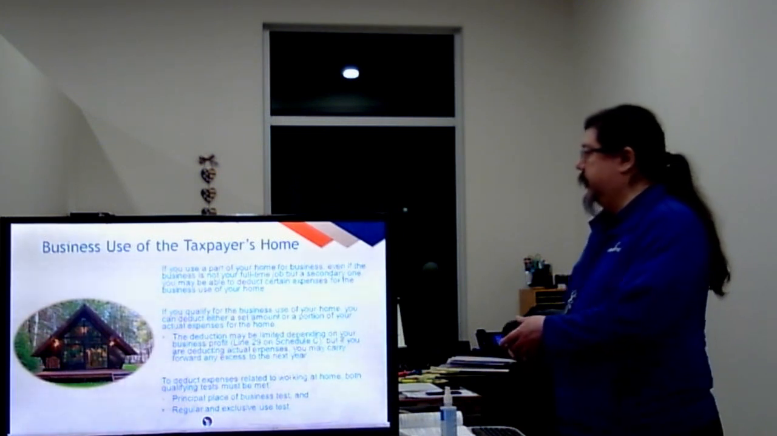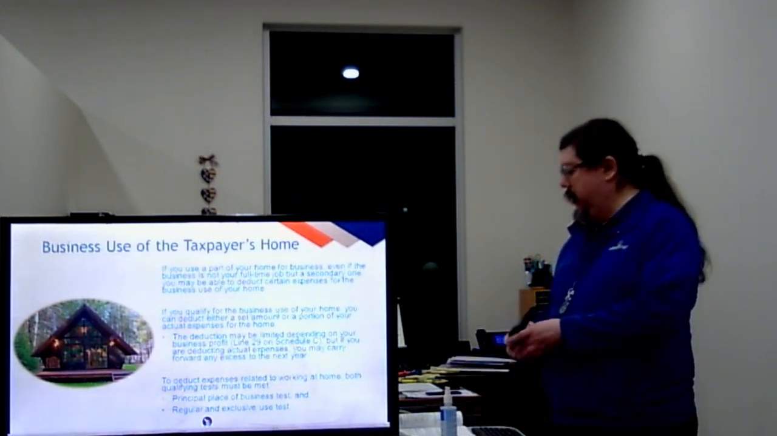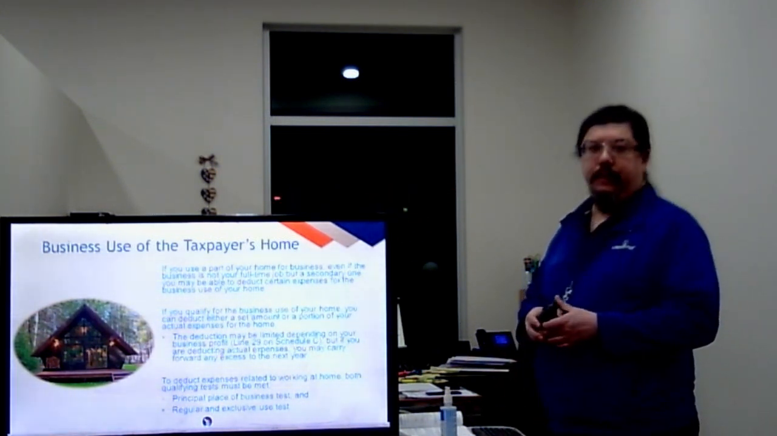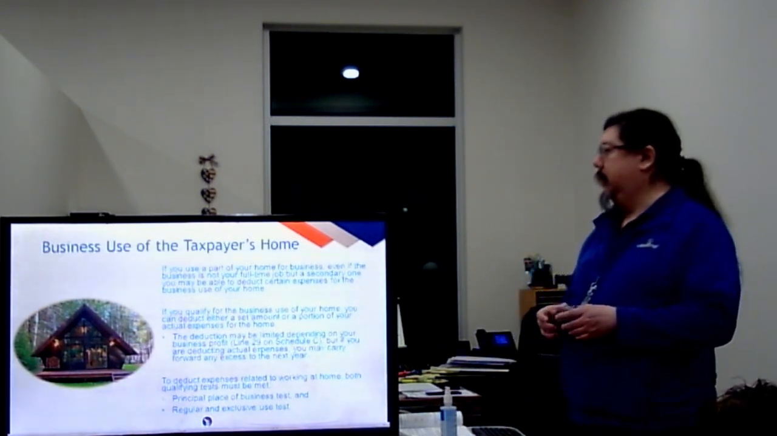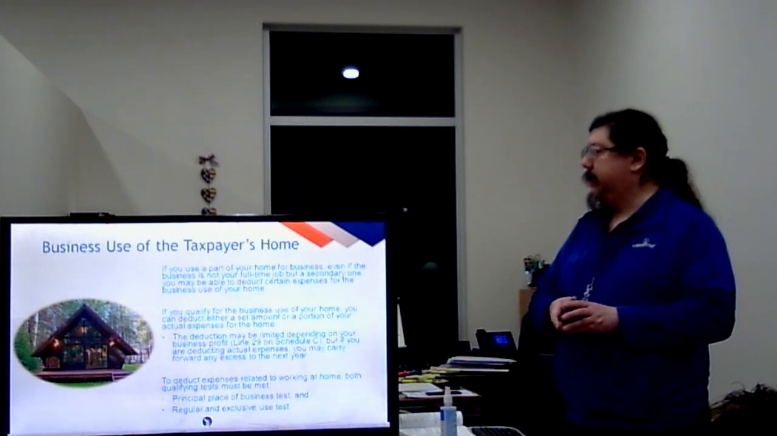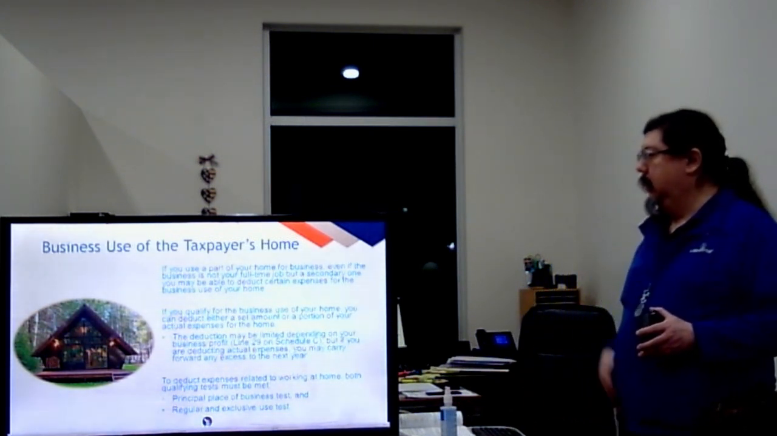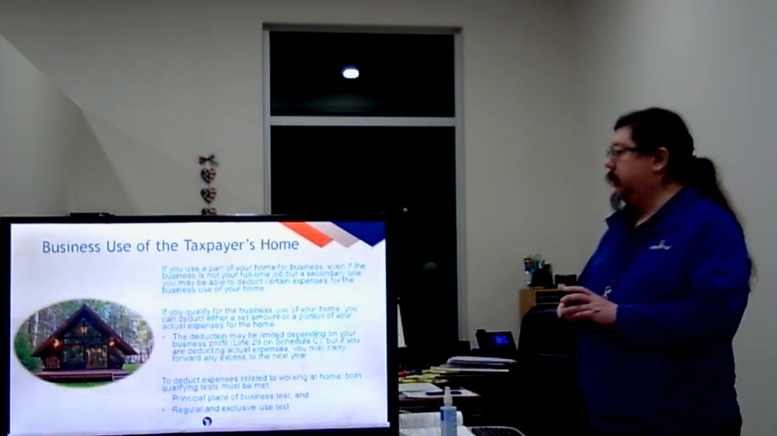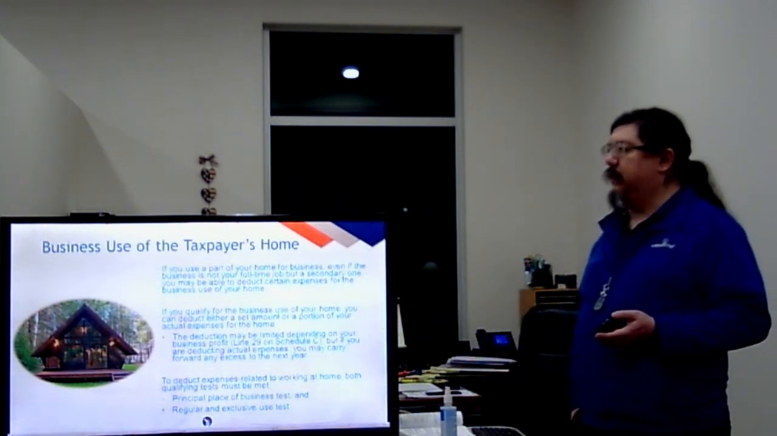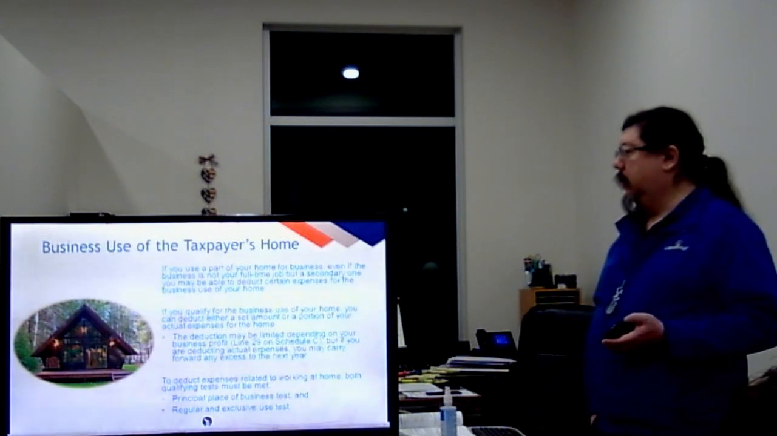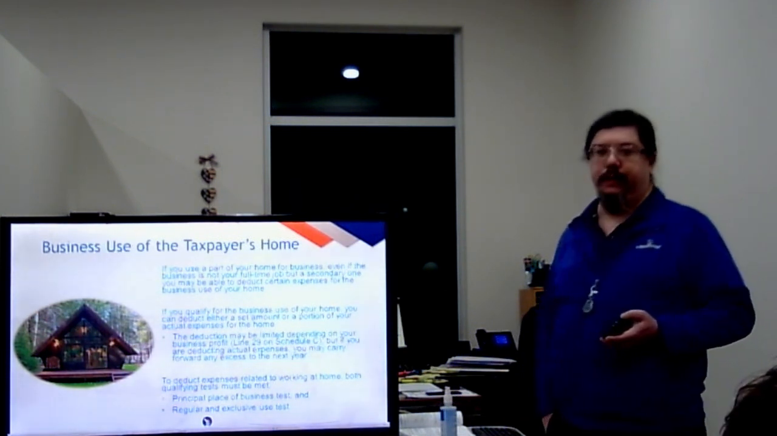Okay, now we'll talk about business use of your home. If you use part of your home for business, even if the business is not your full-time job, you can deduct certain expenses for the business use of your home. So you have two choices. You can either deduct a standard amount, $5 a square foot, or you can deduct a portion of your actual expenses, a percentage.